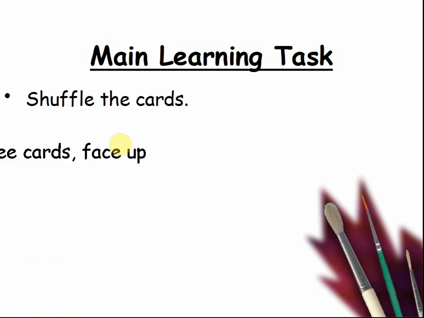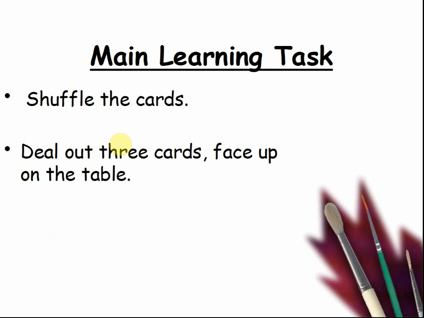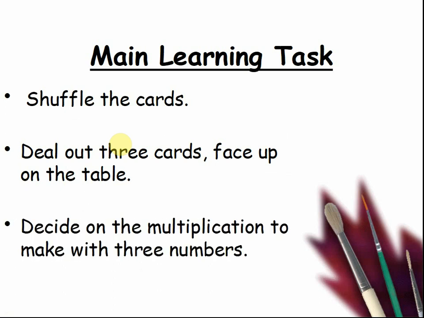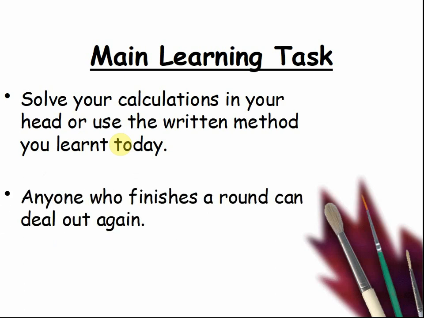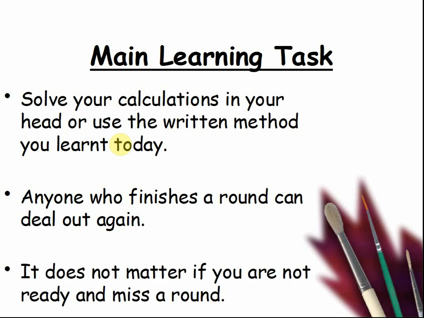Shuffle the cards. Deal out 3 cards face up on the table. Decide on the multiplication to make with the 3 numbers. Solve your calculations in your head or use the written method you learned today. Anyone who finishes a round can deal out again. It does not matter if you are not ready and miss a round. Pause the video and solve the questions using the cards.